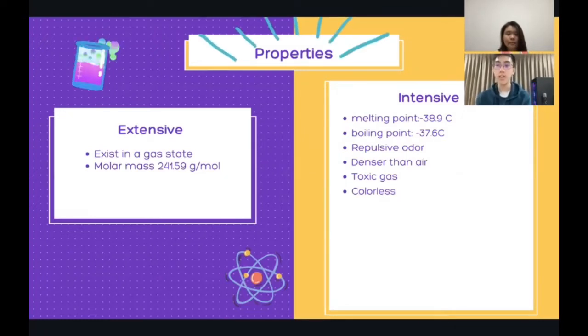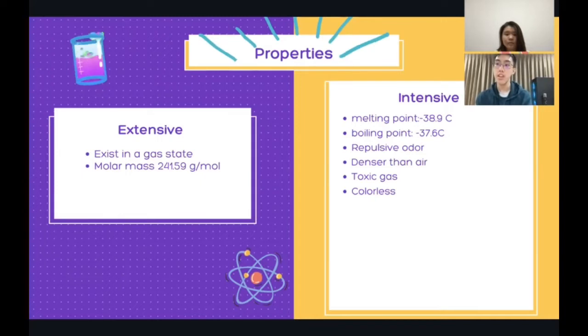So first off, let's talk about its properties. Let's start with extensive properties. Tellurium hexafluoride mostly exists in a gas state, and it has 241.59 grams per mole as its molar mass.